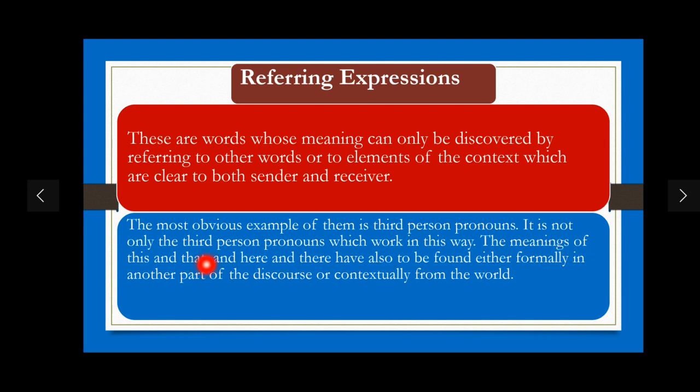It's not only the third person pronoun which works in this way. The meanings of this and that, and here and there, also have to be found either formally in another part of the discourse or contextually. For example, if I say that I was there last night, you will know the meaning of "there" only if you have an idea what I am referring to. Because you ask me, okay, where were you last night? And I tell you that I was there.